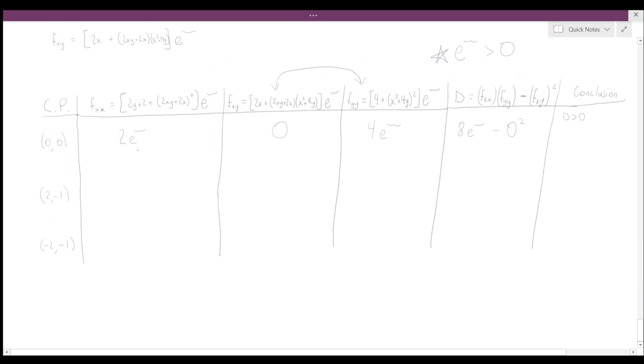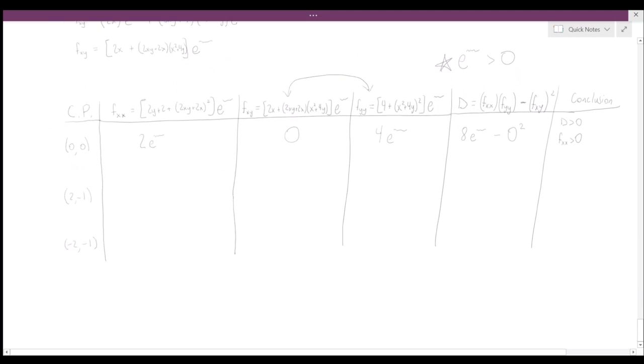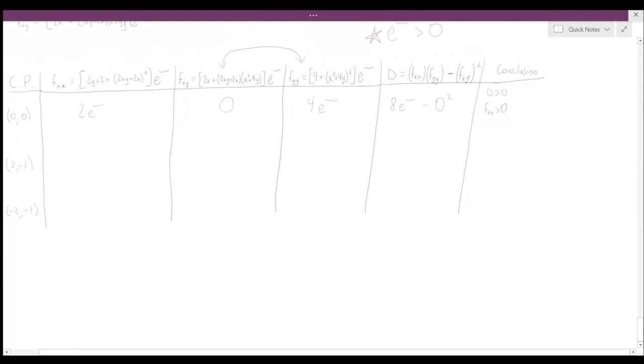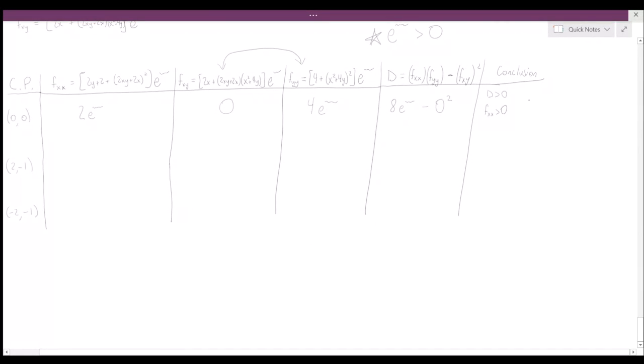So go back to fxx. It's also positive because exponential is always positive. Remember, if d is positive and if fxx is positive, then that means your function has a local min. So we have a local minimum at the point 0, 0 right now, okay?